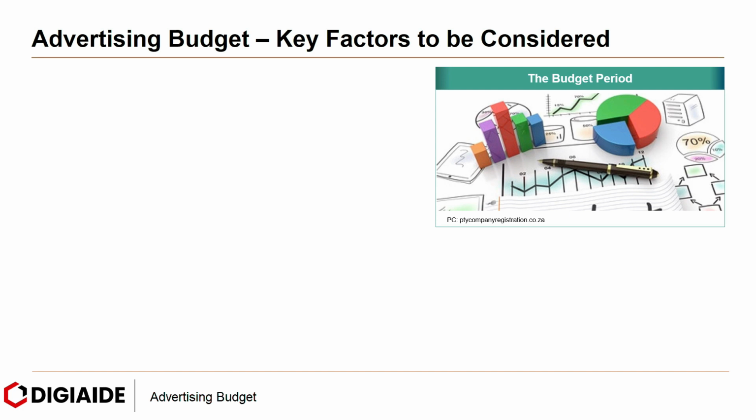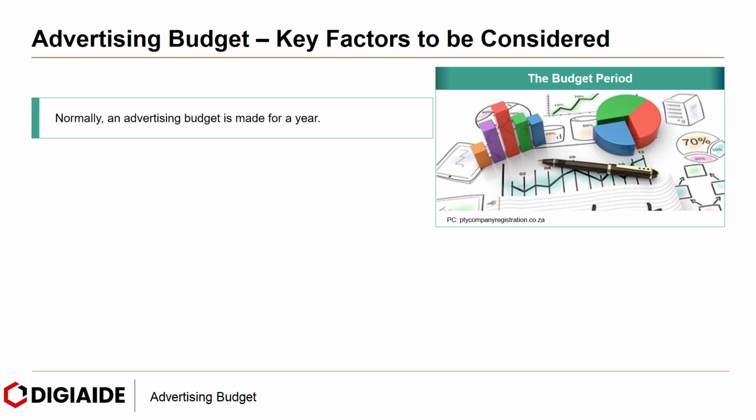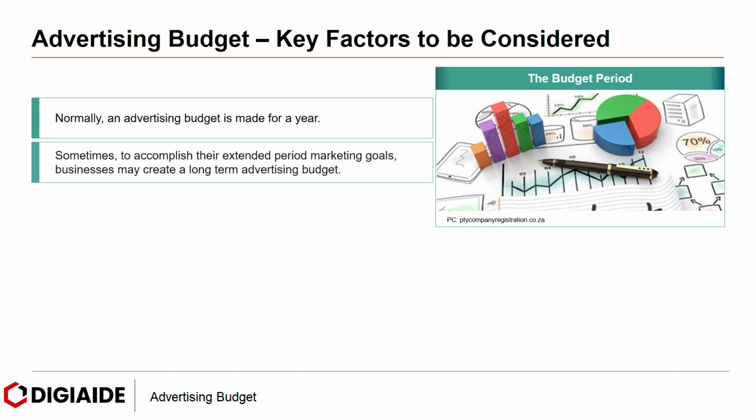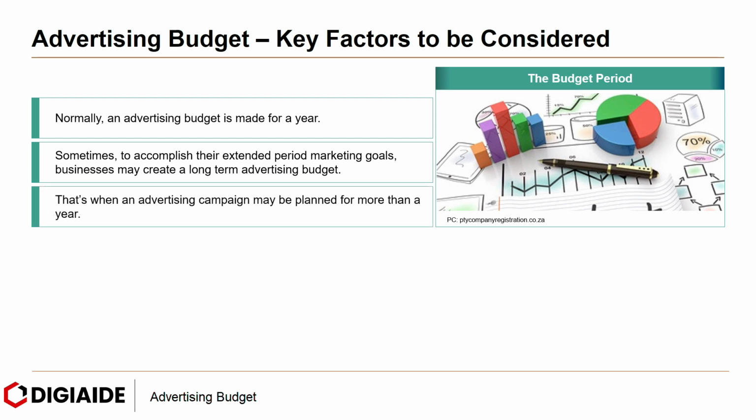The next, the budget period. As stated earlier, normally an advertising budget is made for a year. Sometimes, to accomplish their extended period marketing goals, businesses may create a long-term advertising budget. That's when an advertising campaign may be planned for more than a year.